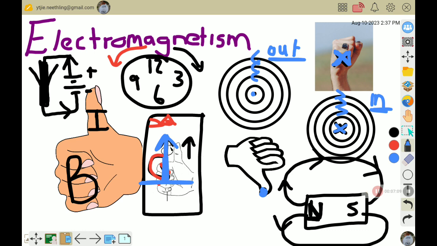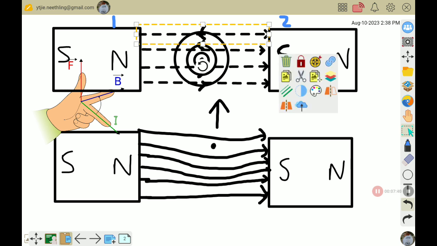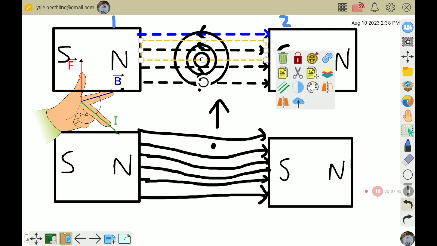Okay, so if we take this current carrying conductor and we place it inside a permanent magnetic field. A permanent magnetic field is two permanent magnets, one and two, always with a north and a south towards each other. And we know that the magnetic field of the permanent magnet will go from north to south.